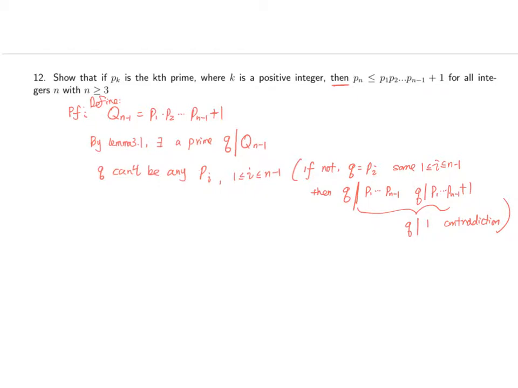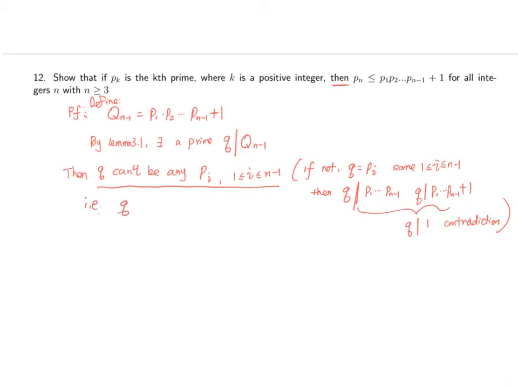That's why we conclude that q cannot be any of those pi's, because we have gone through this proof in class, and some of your homework also uses that. I suppose that you understand this quite well. So if I had to write it out, this would be what I write. But otherwise, I can just simply say it because you guys understand this quite well.